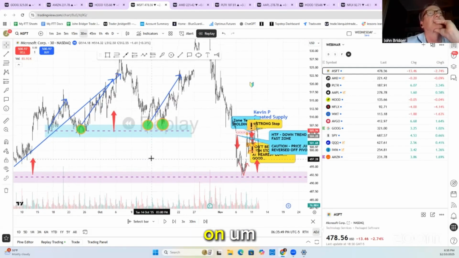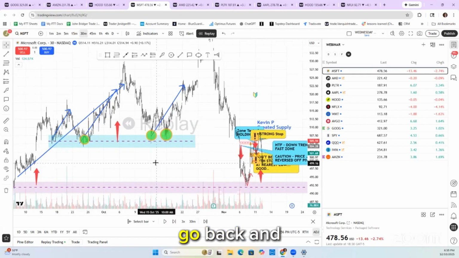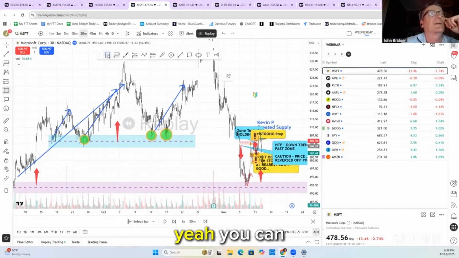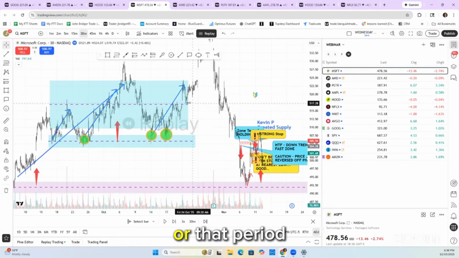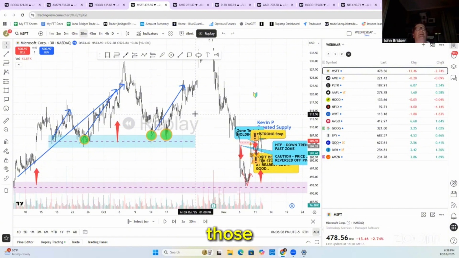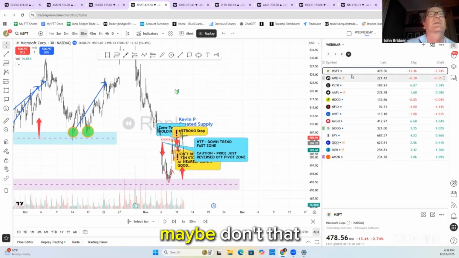So that's like on some of these stocks that kind of stay in the same area and just go back and forth, up and down. That's called balance. Yes, you're absolutely right. And you can kind of trade on both the supply and demand zones, as they tap those back and forth. That's right. Okay. Good question. All right, let me go to, I think we don't have that one.